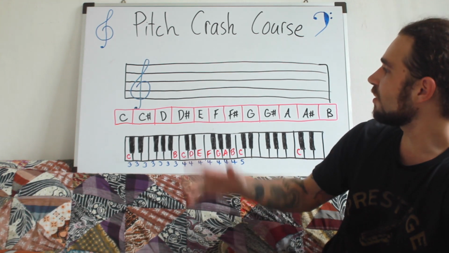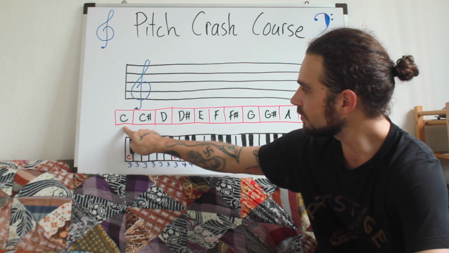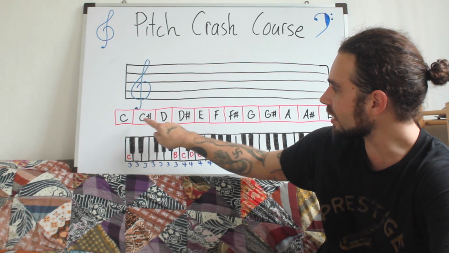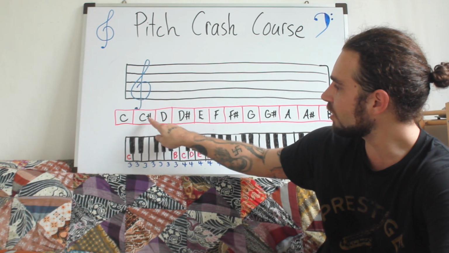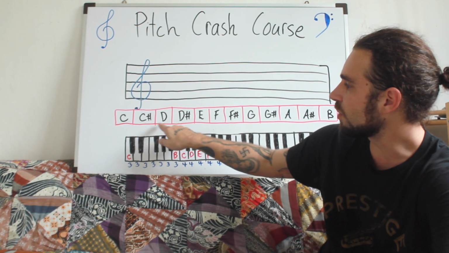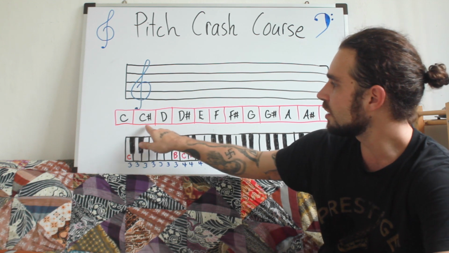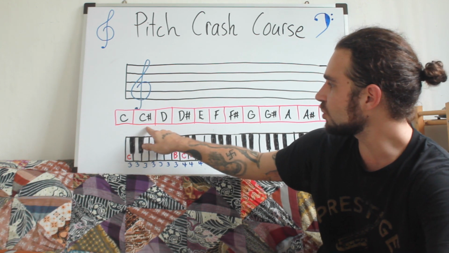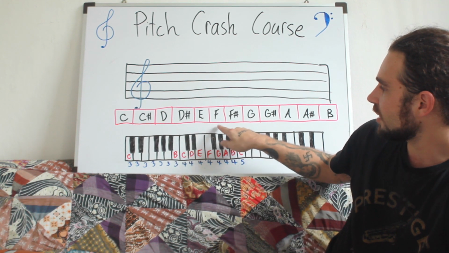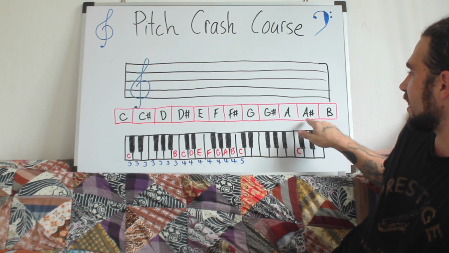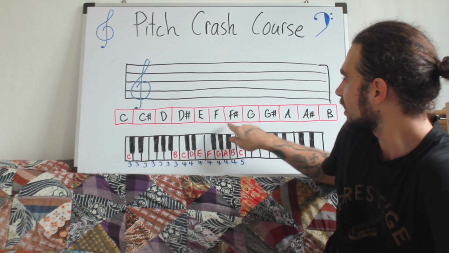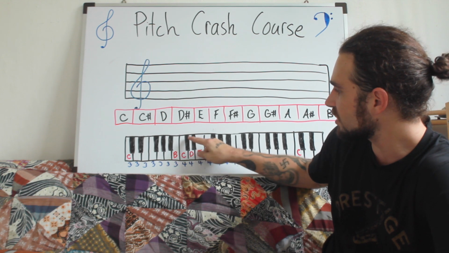Alright, okay, so we're going to start with C, and after C, we're going to have C sharp. So this little tic-tac-toe hash guy, we call that a sharp. So in between C and D, we're going to have a sharp, C sharp. So C, C sharp, D, D sharp, E, F, F sharp, G, G sharp, A, A sharp, and B. Okay, so anytime you see a sharp, that is going to be one of these black keys.